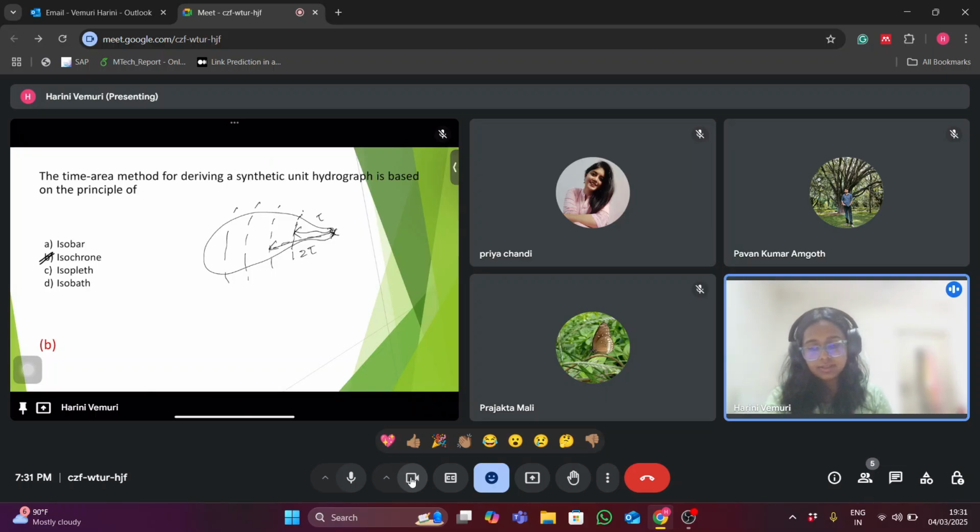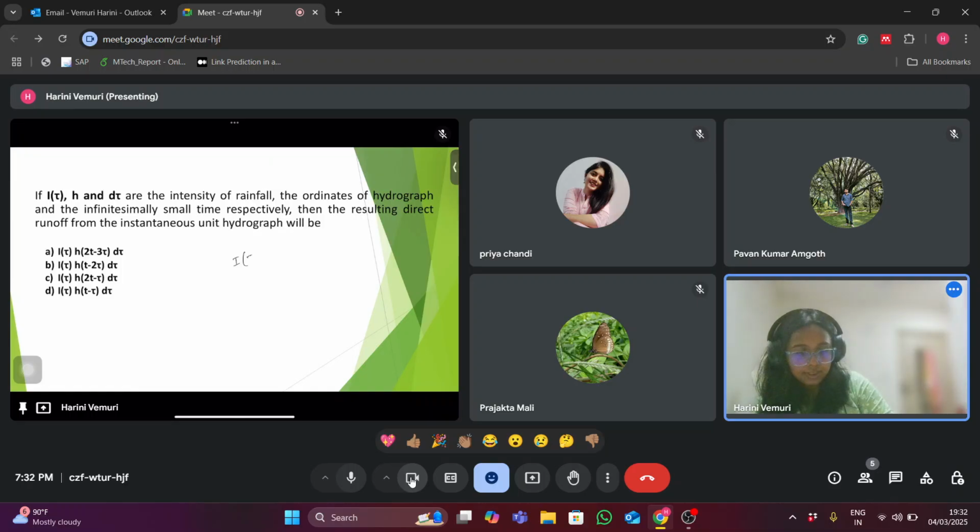The next question: I(t), Q, and dt are the intensity of rainfall, the ordinates of the hydrograph, and the infinitesimally small time respectively. Then the resulting direct runoff from the instantaneous unit hydrograph will be, so if you remember, I have written the formula. So this will be our resulting direct runoff from an instantaneous unit hydrograph.